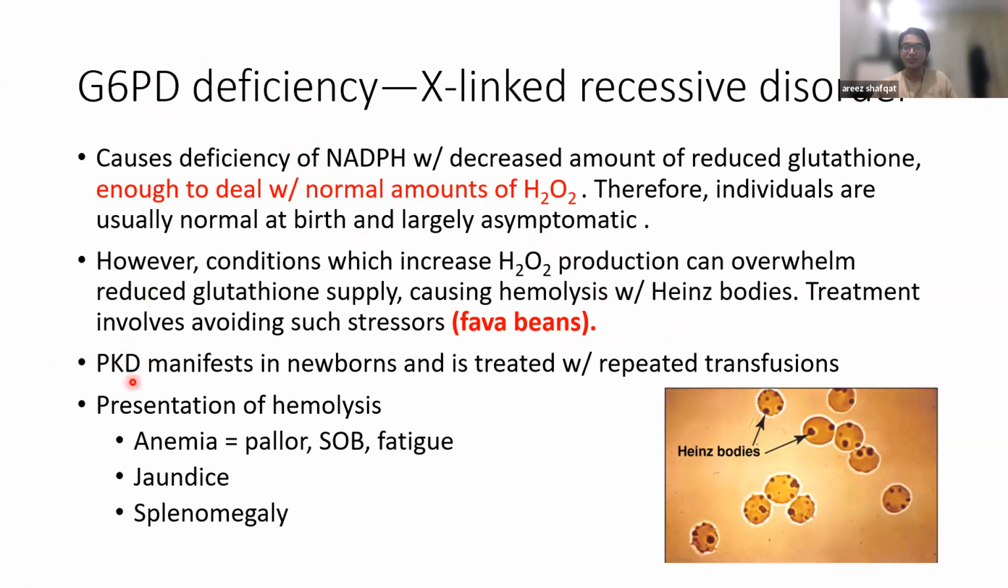Pyruvate kinase deficiency, or PKD, occurs in newborns. You'll see a newborn child, which in the question, if they give you pyruvate kinase deficiency, they'll say this newborn child developed pallor, shortness of breath, fatigue, symptoms of anemia. He developed jaundice and splenomegaly. Then you should think about pyruvate kinase deficiency. If it's a normal man who just eats a meal and develops hemolysis, think about G6PD deficiency.